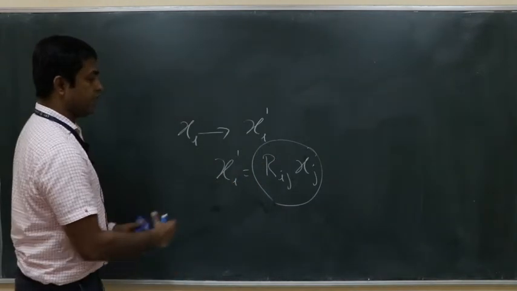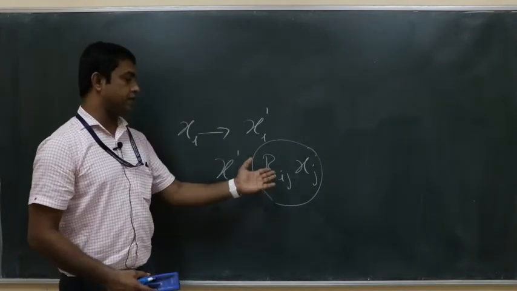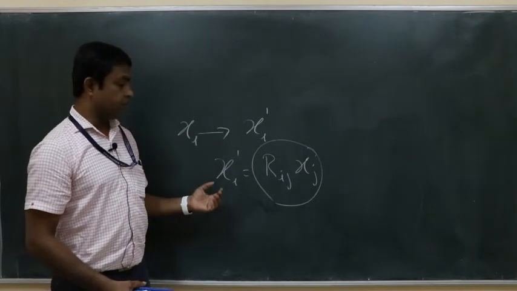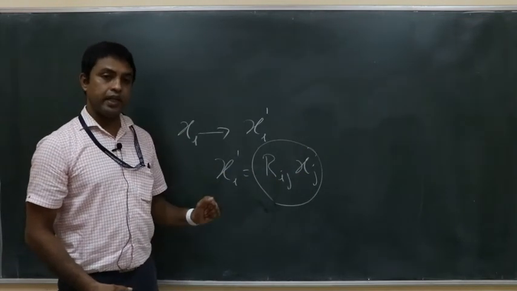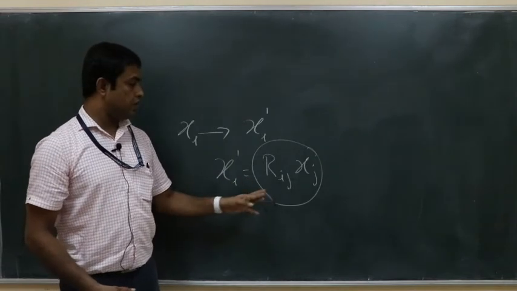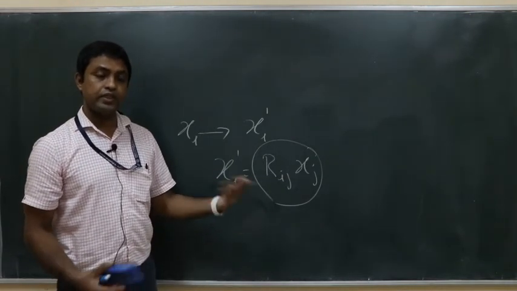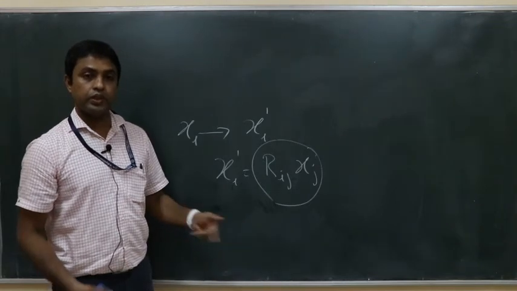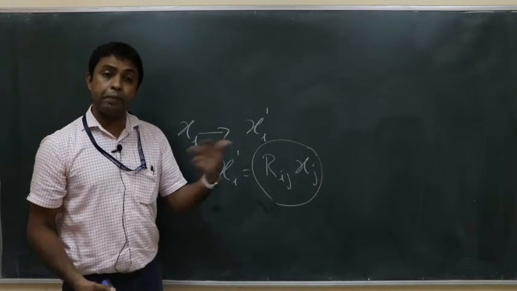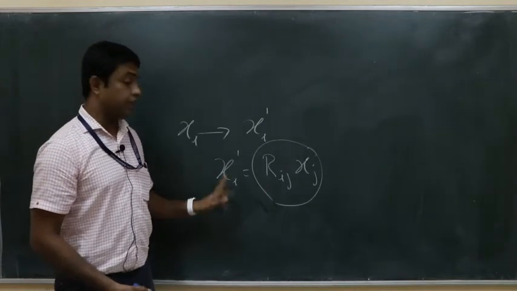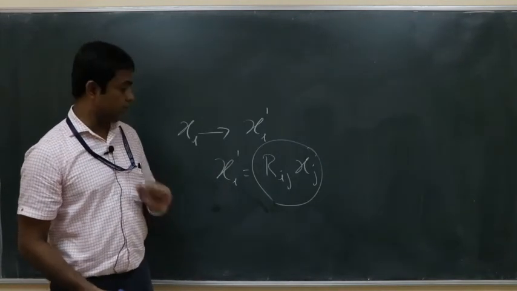This expression you can write as xi prime minus Rij xj equal to 0. You can see that in that term, j appears twice. It's summed over, so it's a dummy index. If it's a dummy index, it need not appear in any other term. But if it is a free index, it has to appear in each and every term. So this is the difference.